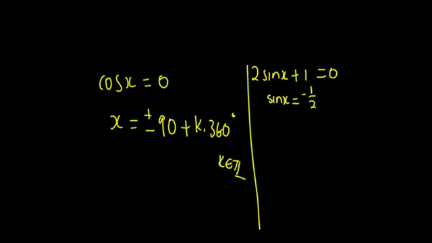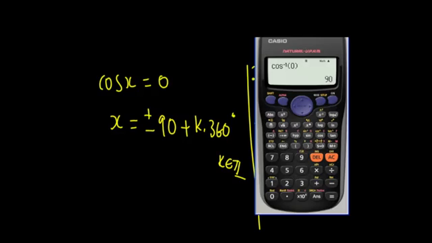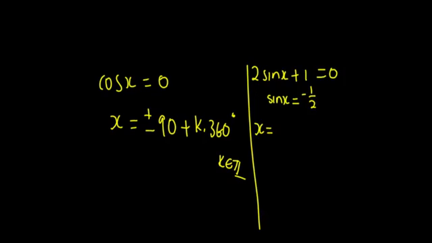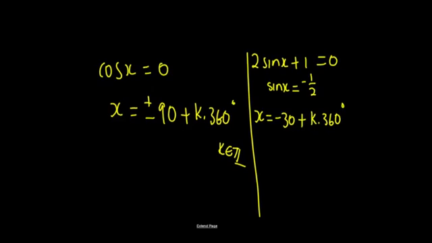So from what I've just shown you, my general solution is going to be x is equal to, on your calculator you go shift sine, and I put the negative in, negative 0.5, and I get negative 30. So my answer is x is negative 30 plus k times 360. And again, you'll write your k as an element of integers.